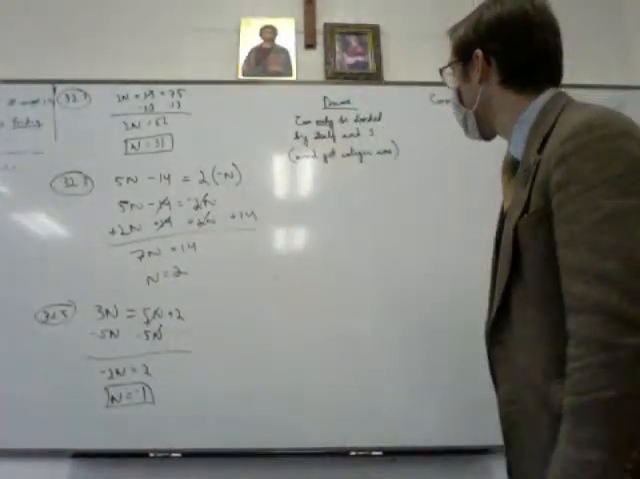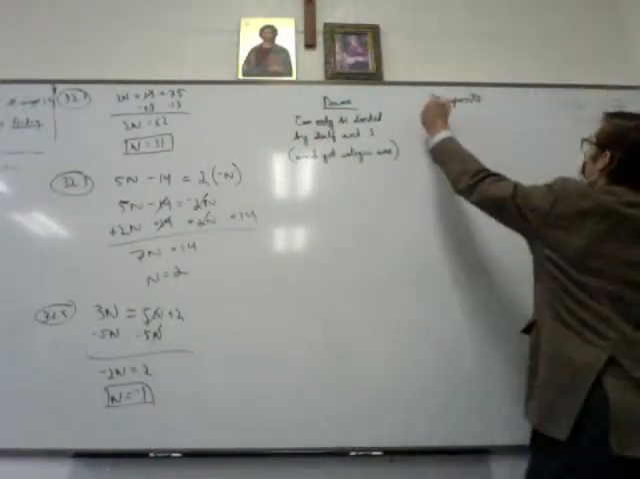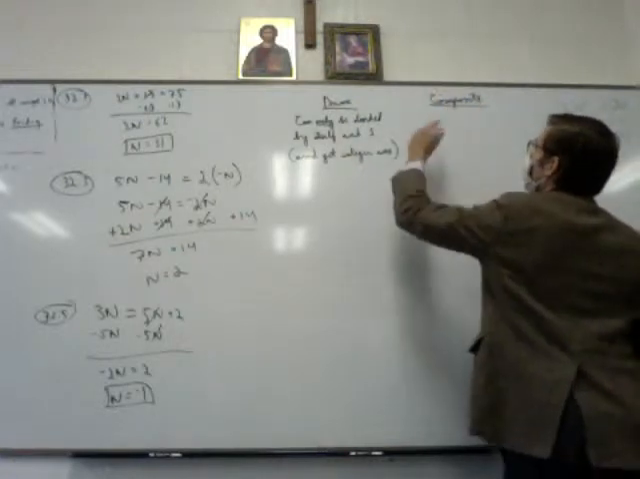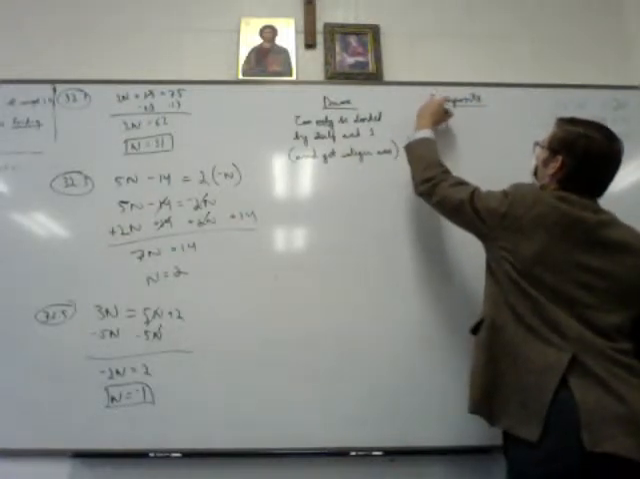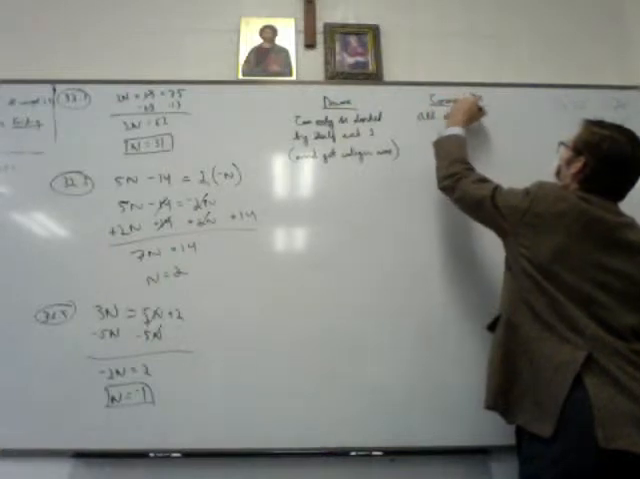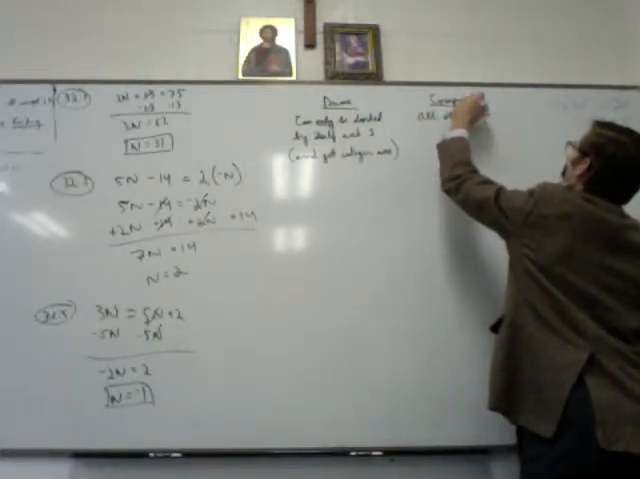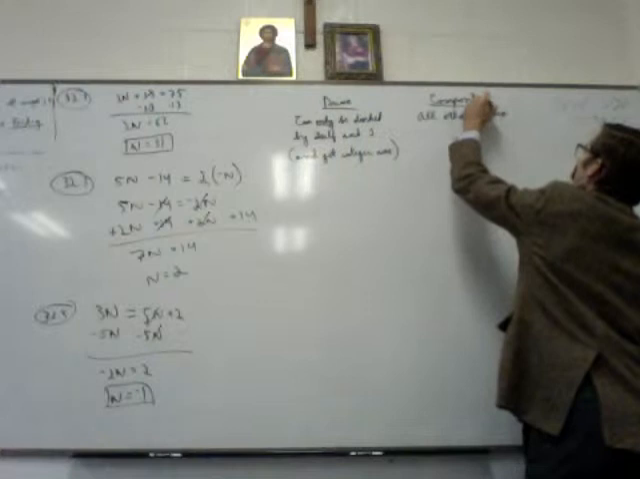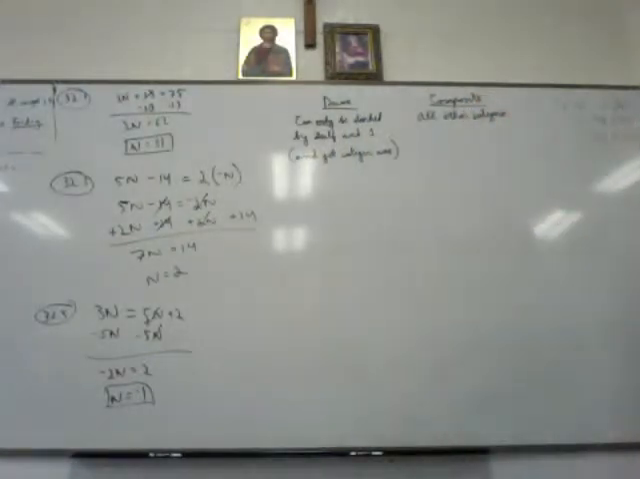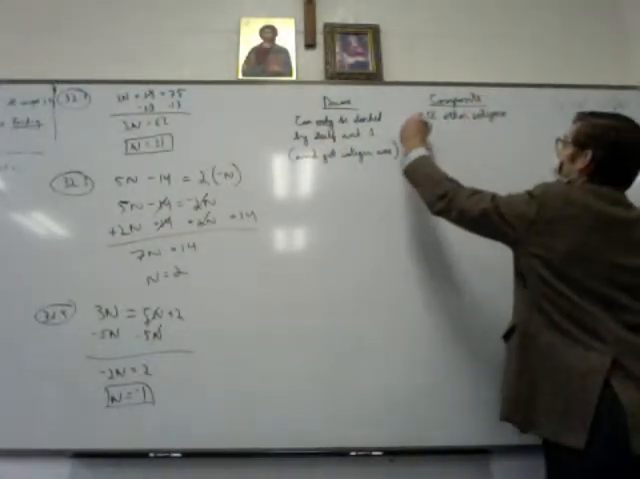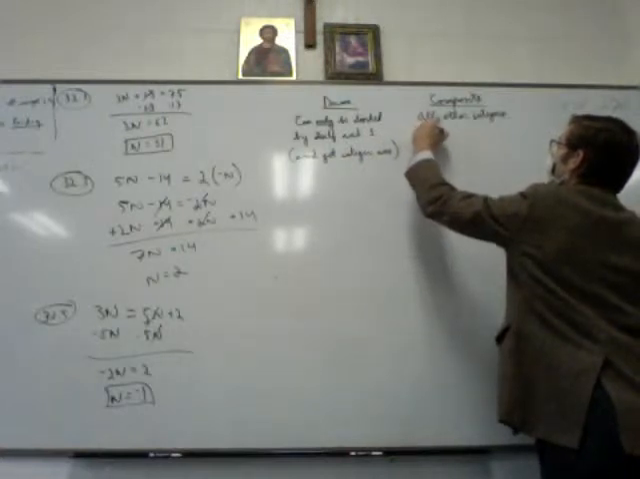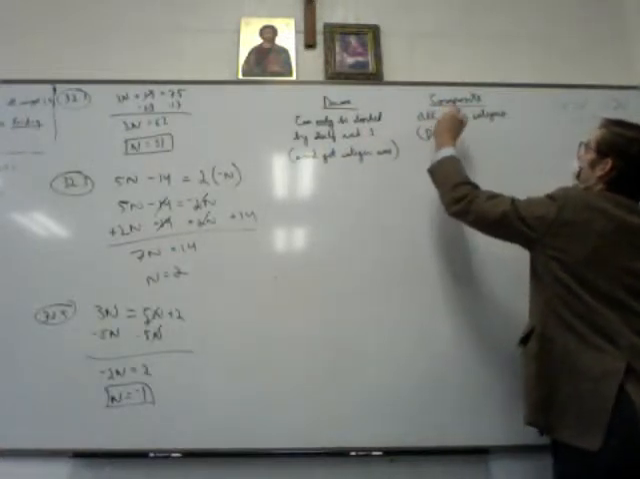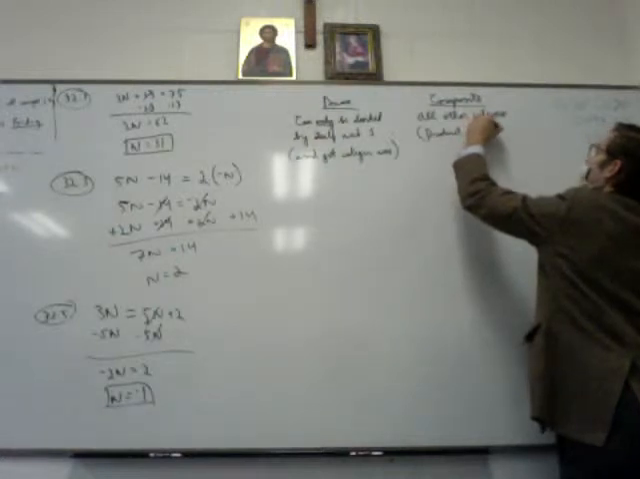Okay, first of all, the composite numbers are 4, 6, 8, 9, 12, 15, 18, 20. All other integers are composite numbers.